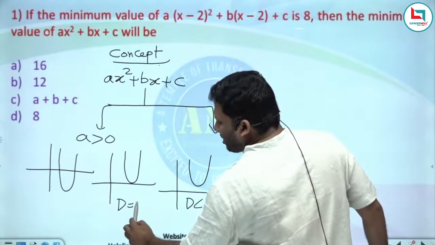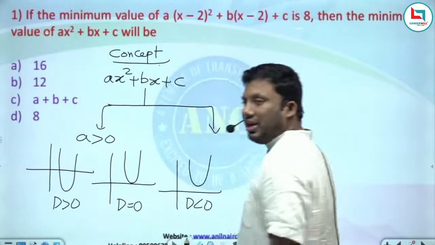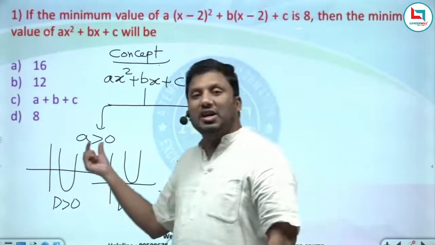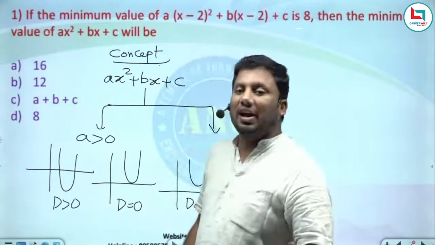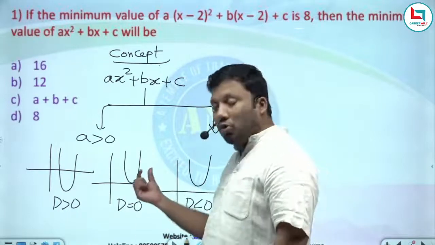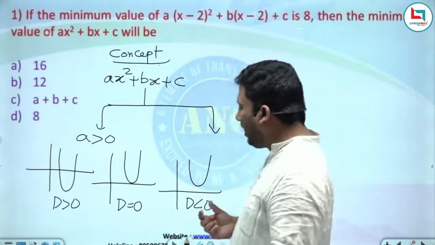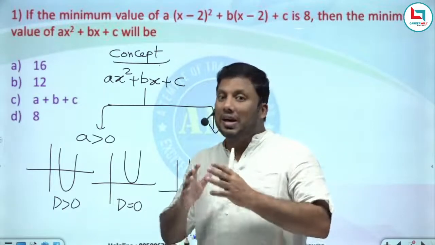Depending upon the discriminant value, the graph will either touch the axis at 2 points, in which case the roots are said to be real and distinct; or touch the axis at 1 point, in which case the roots are real and equal; or not touch the axis, in which case the roots are said to be imaginary.